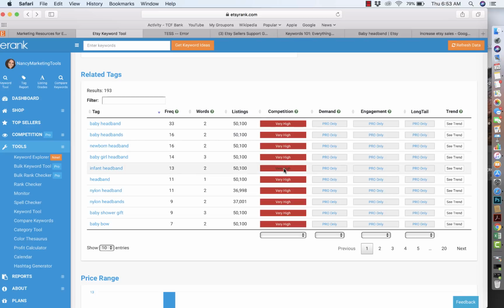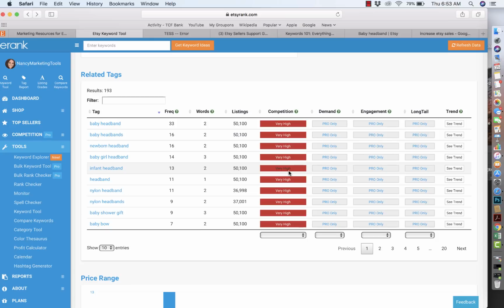Normally when something is green in here, like low competition, the demand is going to be higher because there aren't that many people creating it, but there are a lot of people looking for it. So you're going to see it fluctuate. The most important metric in my opinion is competition. Just keep that in mind.